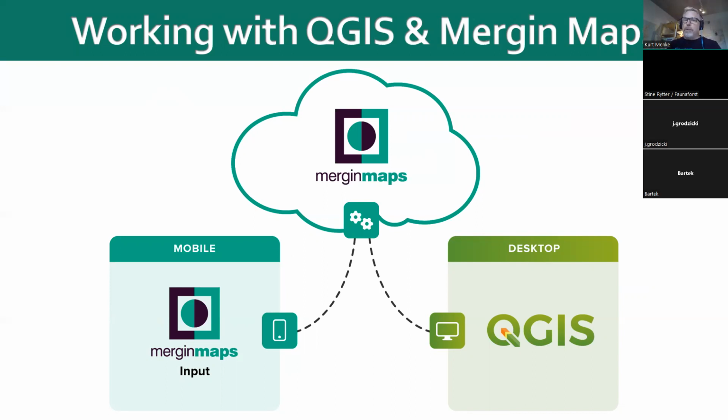And Lutra Consulting did quite a bit of rebranding of this whole tool stack this spring. So everything now, every part of it, is called Merge and Maps, including the plugin, the mobile device app, and the cloud component as well.